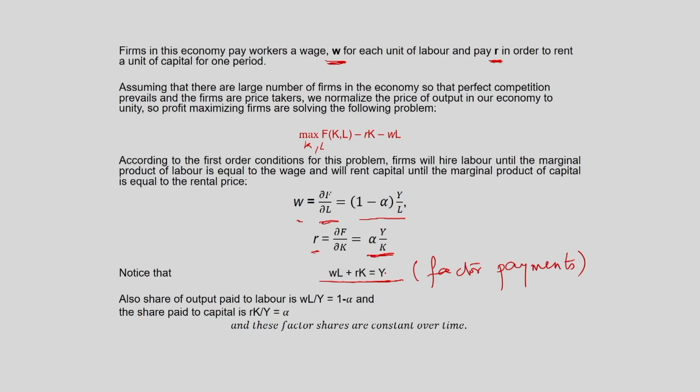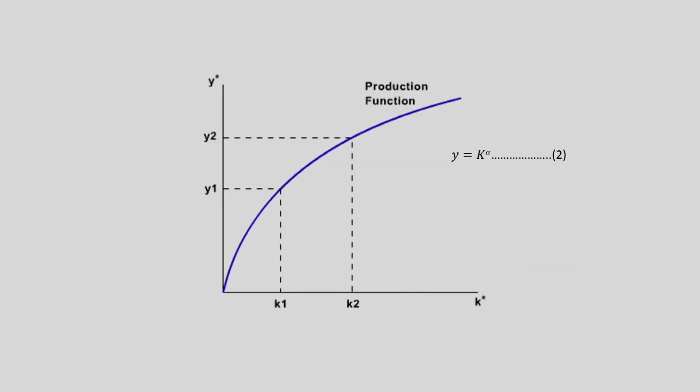You can also notice here that the share of output paid to labor is 1 minus alpha, and the share paid to capital is alpha, and these factor shares are constant over time. And if you recall the stylized facts that we considered in the beginning of this lecture, what we are typically interested in explaining is output per worker, or per capita output. So with this interest in mind, we can write the production function in terms of output per worker, where y is equal to Y by L, and capital per worker k is equal to K by L.